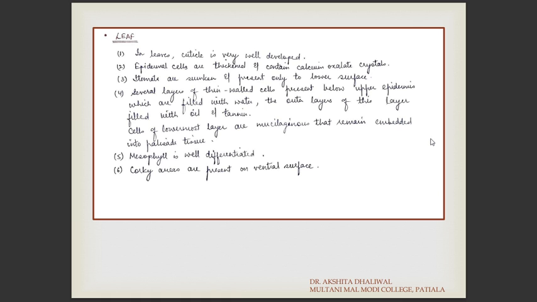Several layers of thick-walled cells are present below the upper epidermis which are filled with water, and the outer layers of this are filled with oil and tannins. The lowermost cells are mucilaginous and remain embedded in the spongy tissue. Mesophyll is well differentiated and palisade areas are present on the ventral surface.